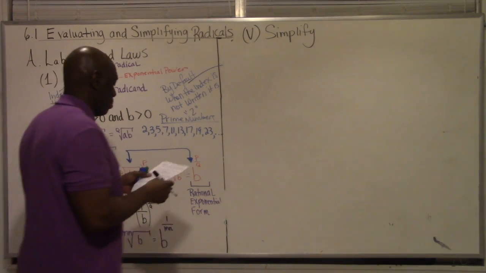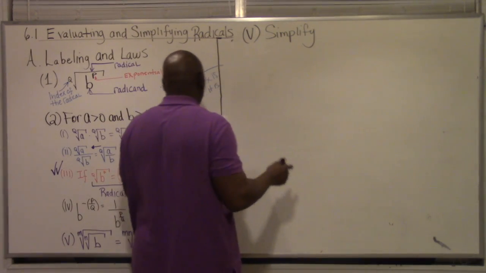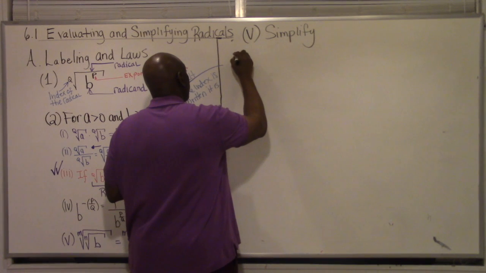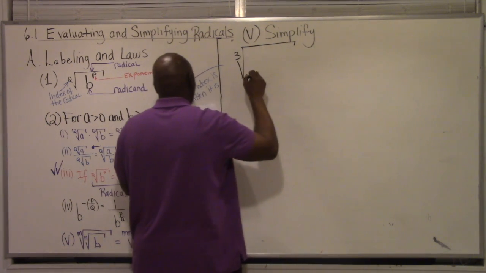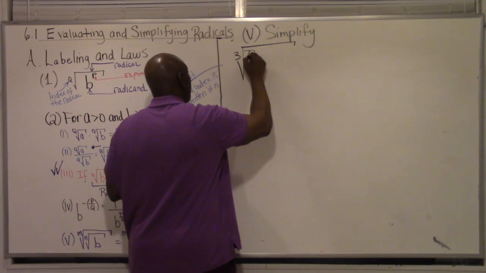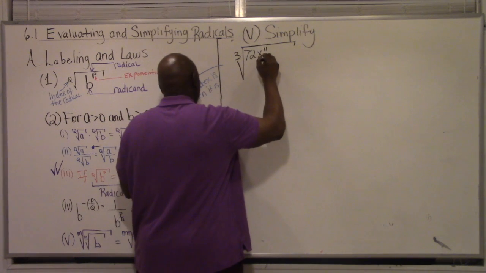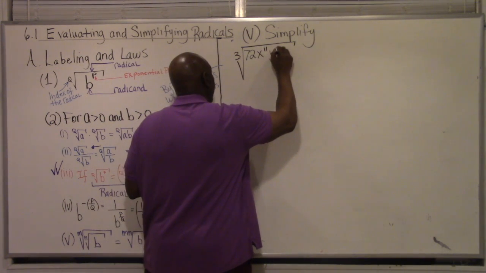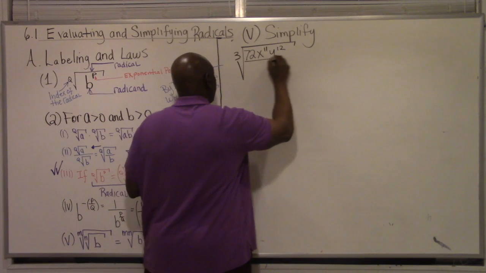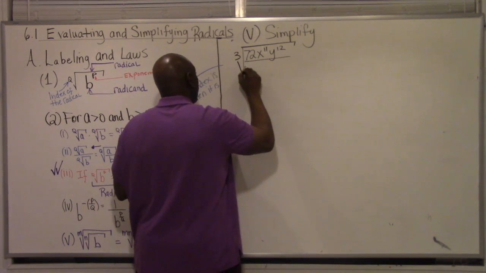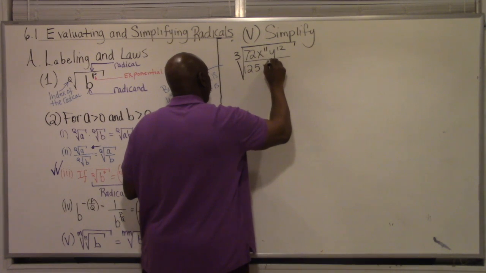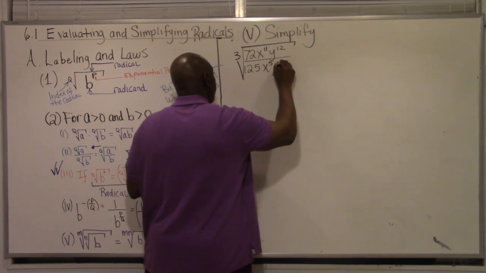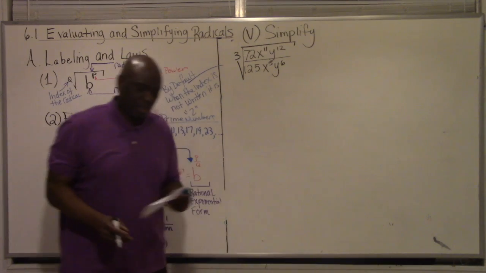All right, so for example, let's say we have the cube root of 72, x to the 11, y to the power of 12, divided by 125, x to the 5th, y to the power of 6.